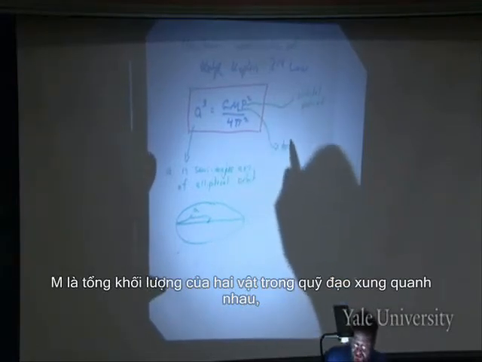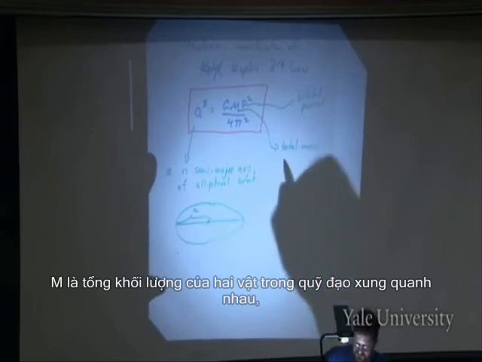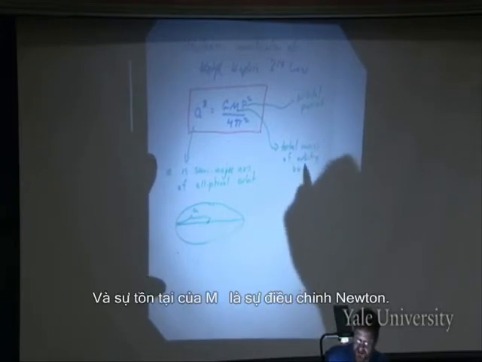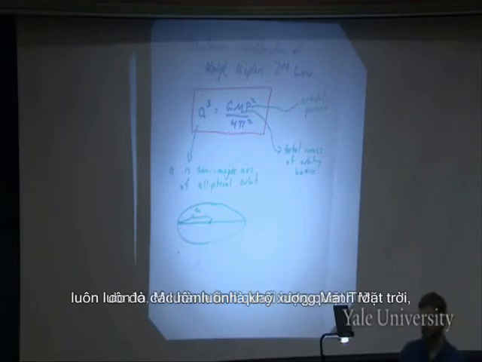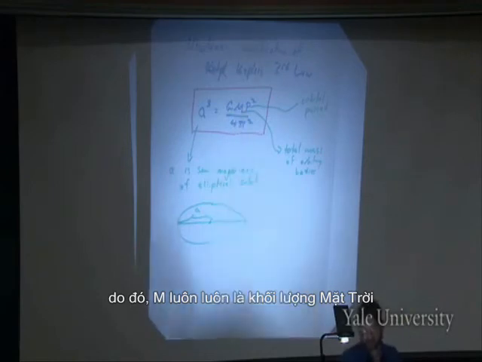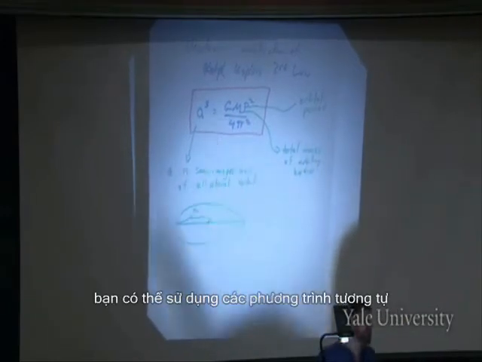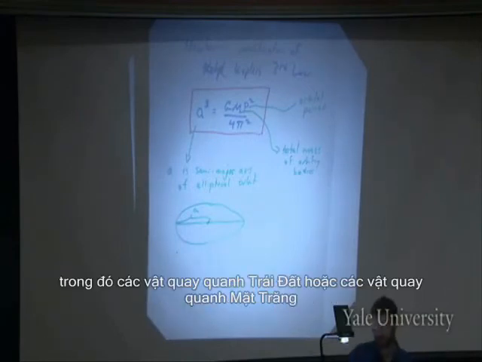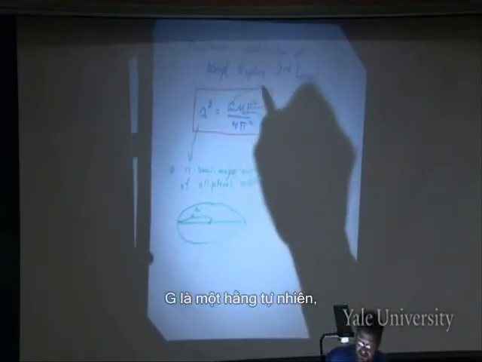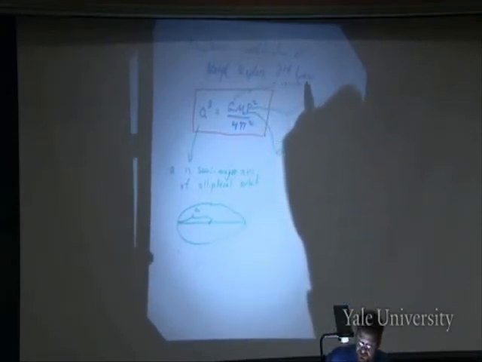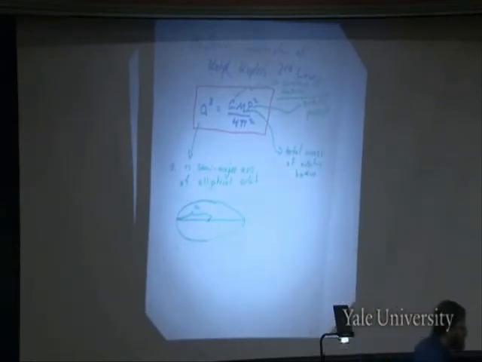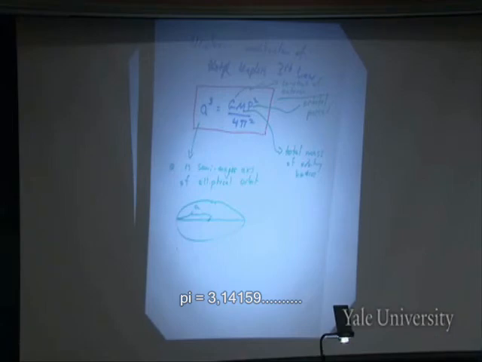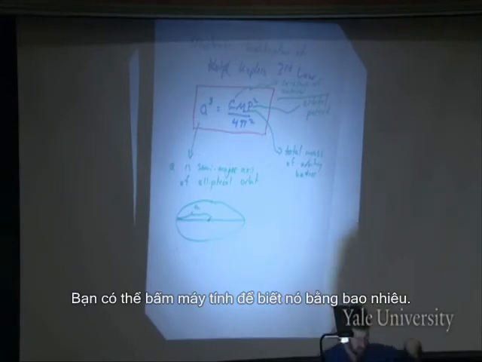M is the total mass of the two things in orbit around each other, of the orbiting bodies. And the existence of that M is why this is Newton's modification. In Kepler's law, it was always planets going around the sun, so the mass was always the same. The mass was that of the sun, and so it canceled out. But in general, you can use the same equation to deal with things orbiting the Earth or things orbiting the Moon, as long as you put in the right mass there. G is a constant of nature, the gravitational constant. And it equals some value depending on what units you use. And we'll come back to that later. 4 is 4. Pi is this obscure number from elementary mathematics, 3.14159, whatever the heck it is. And you can punch it in on your calculator or whatever.